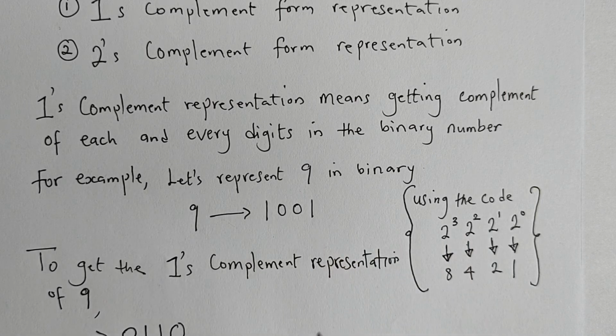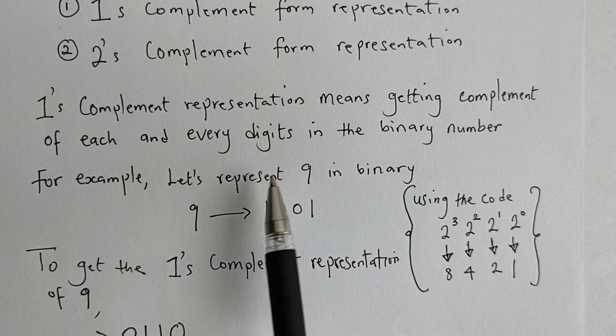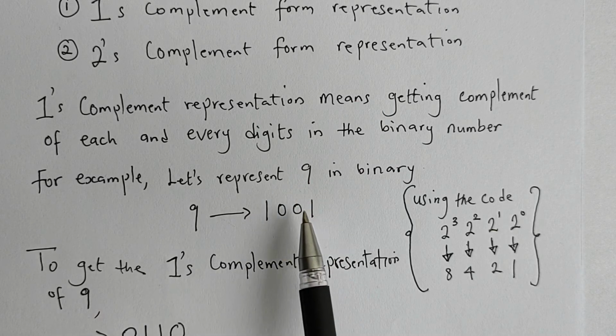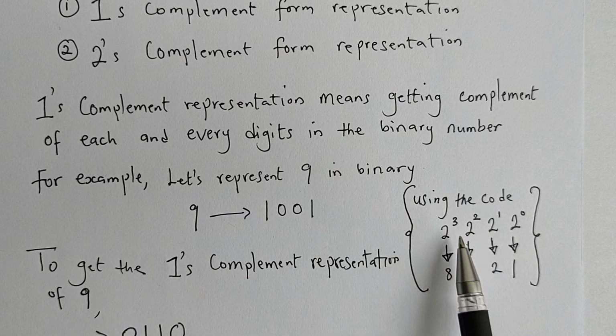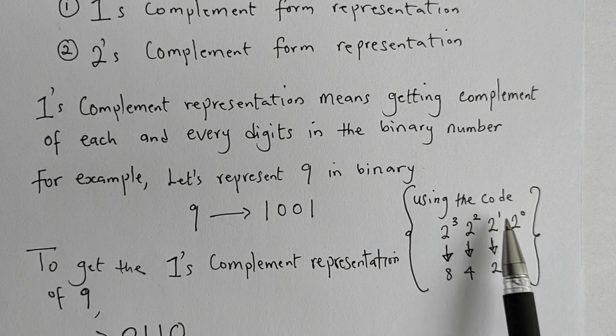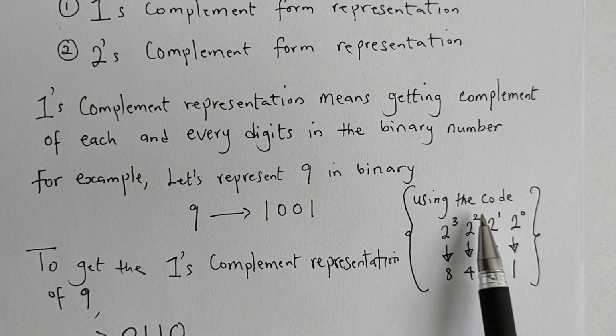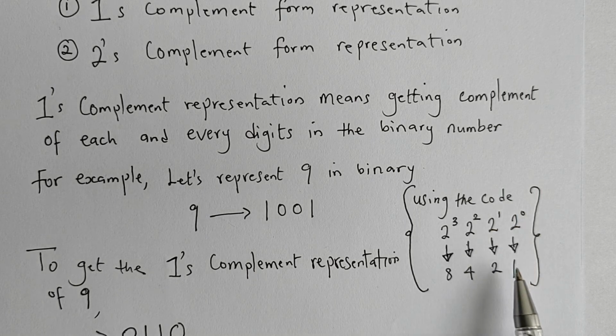Since we know that the minimum number of bits required to represent 9 in the binary number system is 4, it means we have to use 2 raised to power 3, 2 raised to power 2, 2 raised to power 1, and 2 raised to power 0, which gives us 8, 4, 2, and 1.